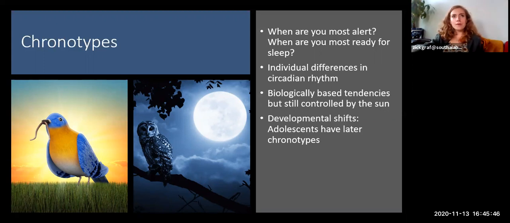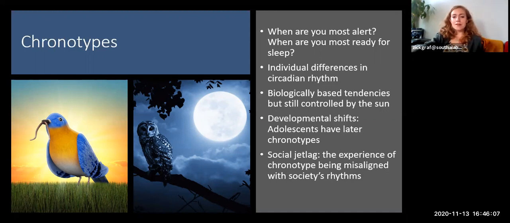Within an individual, there can also be changes in chronotype, where it's pretty normal for adolescents to have a later chronotype. So for adolescents to be night owls who like to stay up late, who feel more alert in the afternoon and evening, and who have a really hard time waking up early in the morning and don't feel alert if they wake up too early.